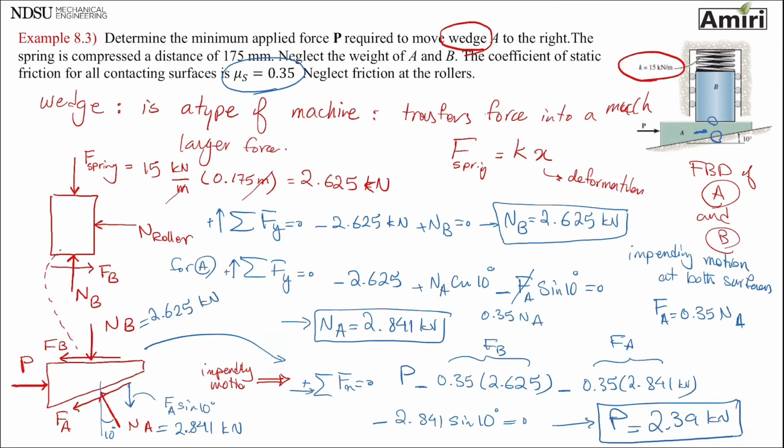So as you can see, it's really important to figure out what points are going to be impending motion, because that will provide additional equations for us. For a problem like this, both of them were about to move at the same time, so both were at impending motion.